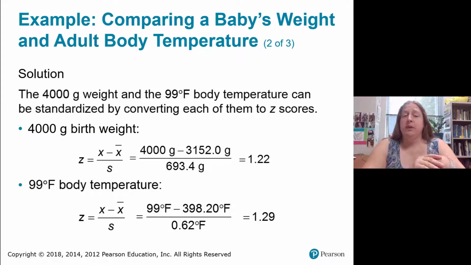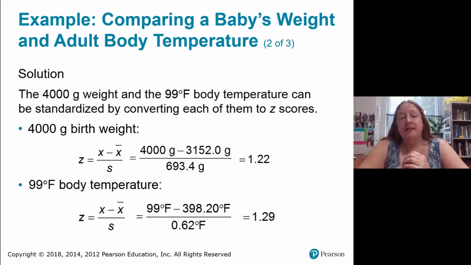So for both of these, we can calculate the z-scores. Our data point for the birth weight is 4,000 grams. Our mean was given to us as 3152. So we'll subtract that from our data point, and then we'll divide by the standard deviation that we were given of 693.4 grams. When we do so, we get a z-score of 1.22.